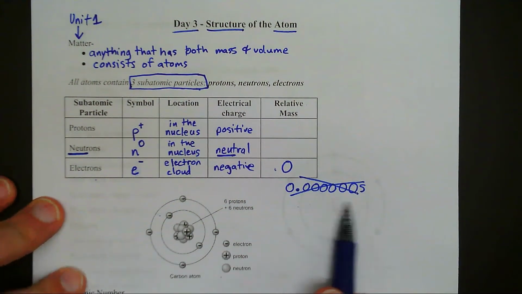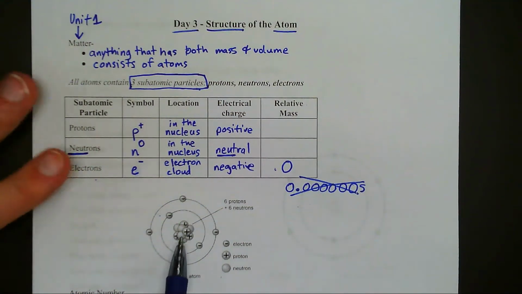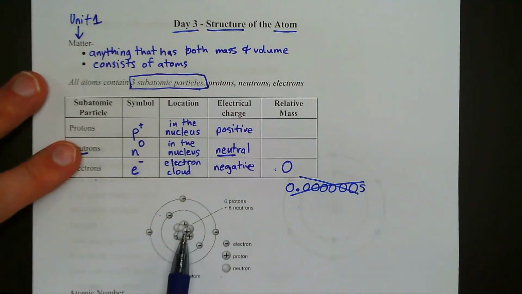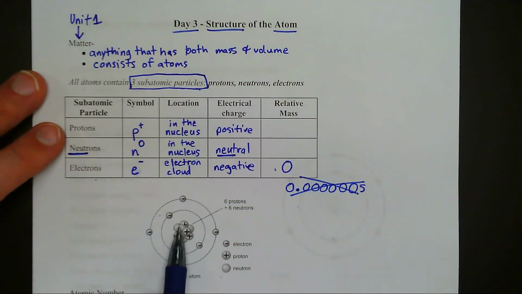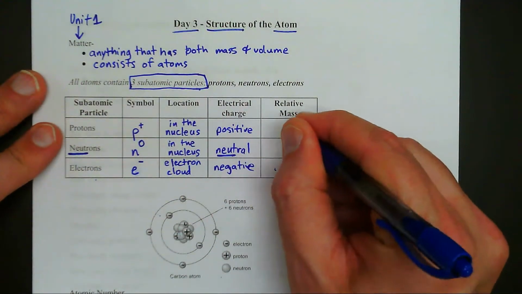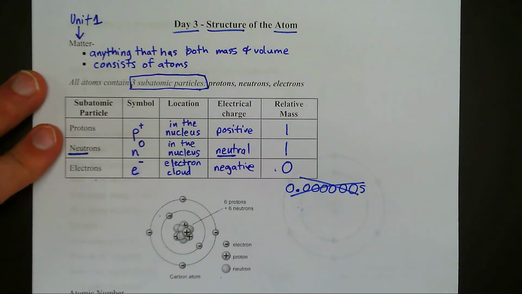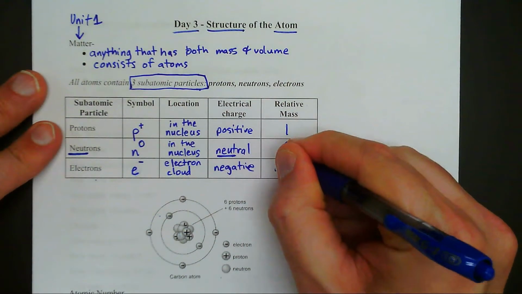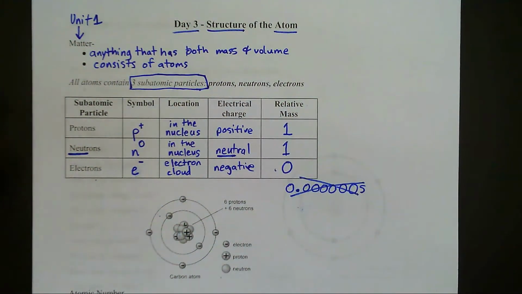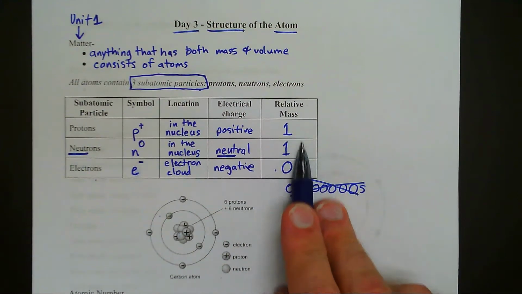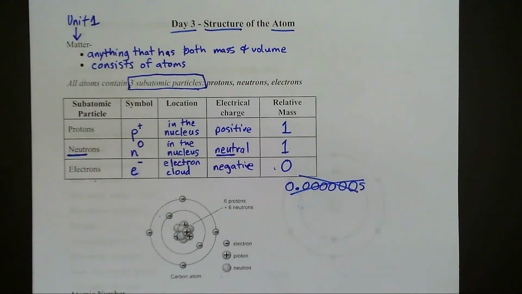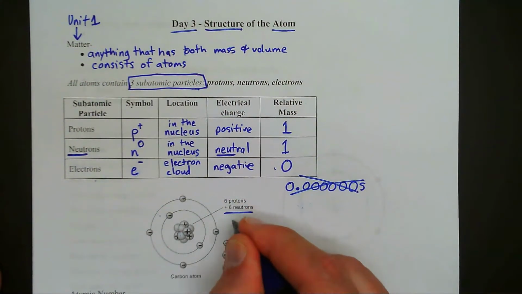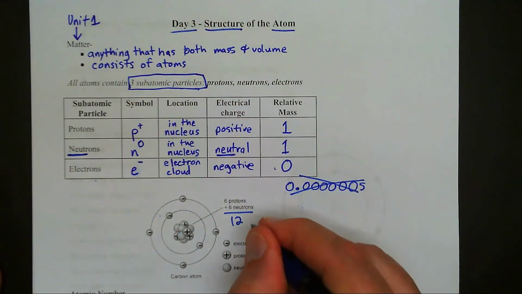Their mass is so small, in other words, that it does not contribute to the mass of the atom. The mass of the atom is contained inside the nucleus, and each proton and each neutron count as 1. So we'll say that the mass of this is 1 each. So if you had to tell me the mass of this particular atom, you would add up the protons plus the neutrons, and the mass would be 12.